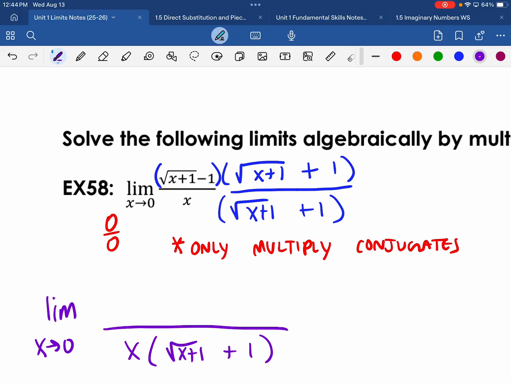Because these are conjugates, the middles are going to cancel. And so we just have to multiply the first guys and the last guys. So what happens when you take the square root of x plus 1 times the square root of x plus 1? x plus 1. And what is negative 1 times 1? Negative 1.